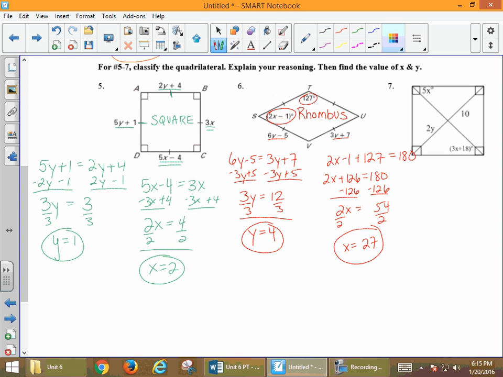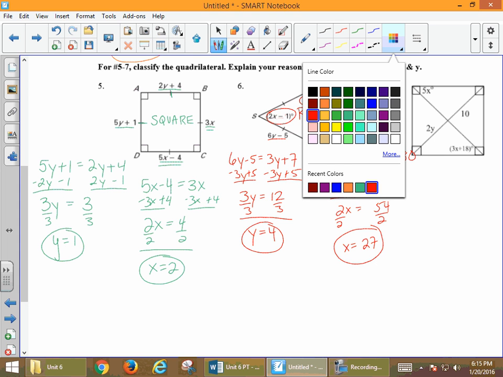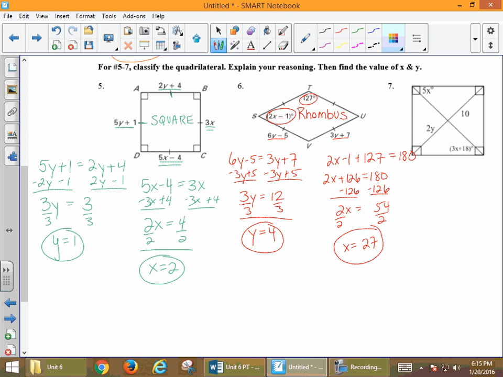The last problem, problem number 7. I first have to classify this. It has 4 sides. It's a quadrilateral. I don't know that opposite sides are congruent. It doesn't tell me that, but it does show me that I have 90-degree angles, which tells me that the top and bottom are parallel, the right and left are parallel. So this is a parallelogram.